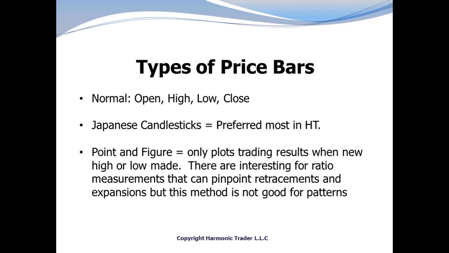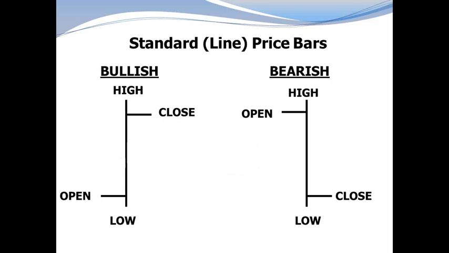Now there's various types of price bars that can be used in charting purposes. A normal or standard price bar is typically a line bar, but an open, high, low, close. Japanese candlesticks, which have been around for hundreds of years, are actually preferred most for harmonic trading purposes. Another form of price bars is point and figure. However, this only plots trading results when new lows or highs are made. These are interesting for ratio measurements that can pinpoint retracements and expansions, but this method is not as good for patterns.